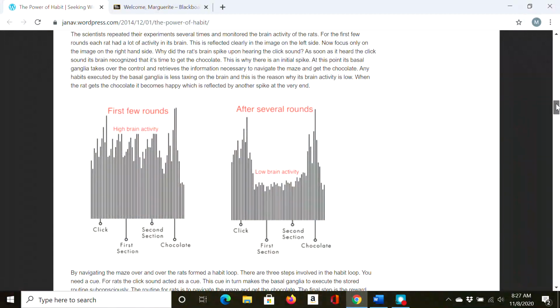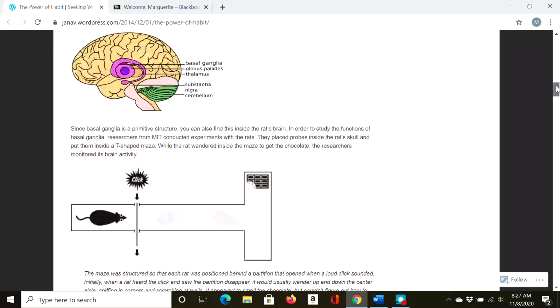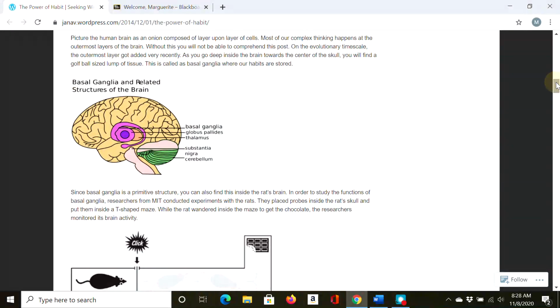All right. So now we're going to transition to the third chapter. Here is a little diagram of the brain, and you see that there's what they talk about a lot, the basal ganglia. So in chapter 3, and maybe I should have done this before chapter 2, I'm not sure, we talk about the brain.